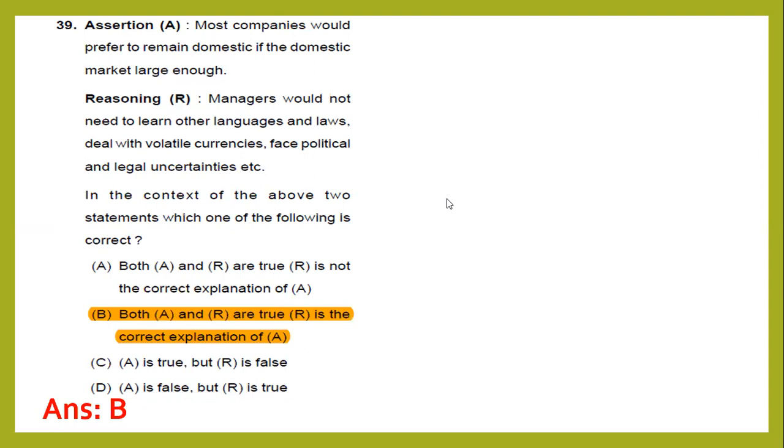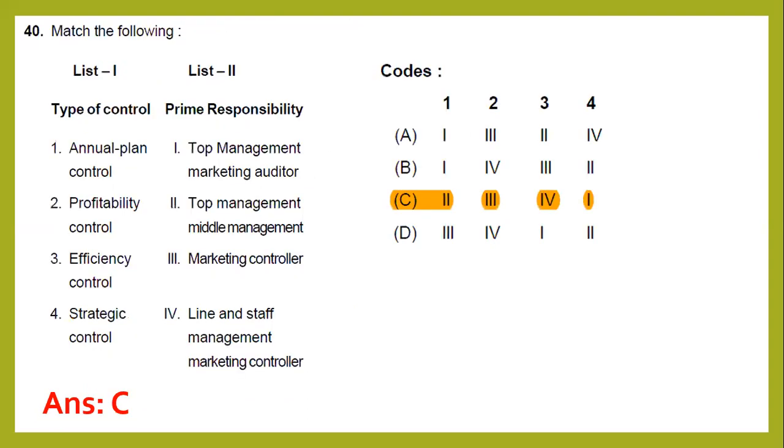So in this particular context, the correct option will be B. Both A and R are true, and reasoning is the correct explanation of assertion. 40th question, match the following.